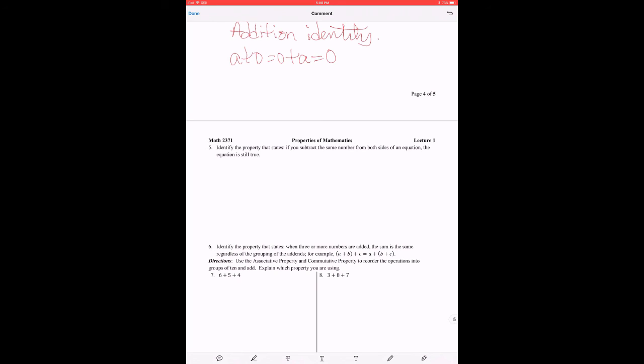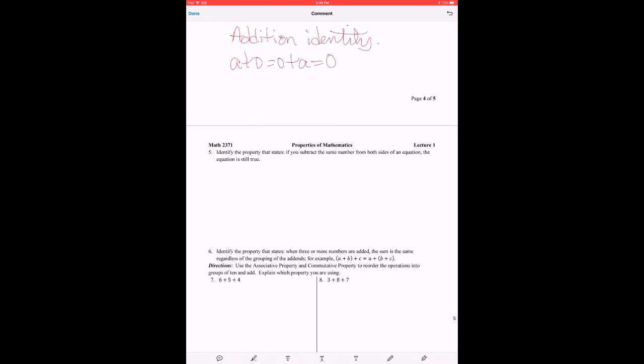Identify the property that states if you subtract a number from both sides of the equation it is still true. This would be the subtraction property. Subtraction. And I cannot spell. Subtraction property for equality. Okay.